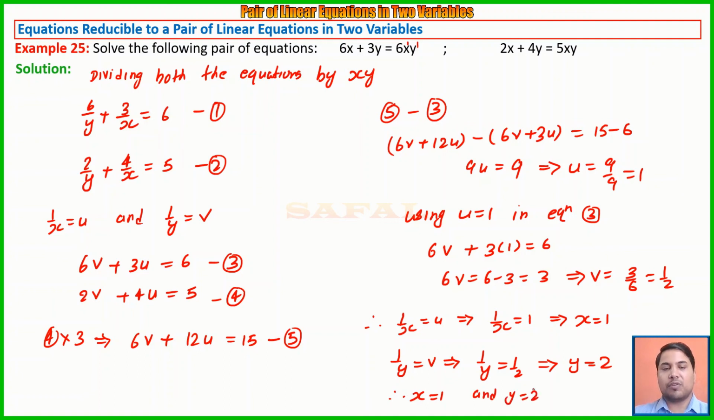So x is going to be 1 and y is going to be 2. Okay. So this way you can easily do the question where you need to reduce a given equation to a linear equation in 2 variables.